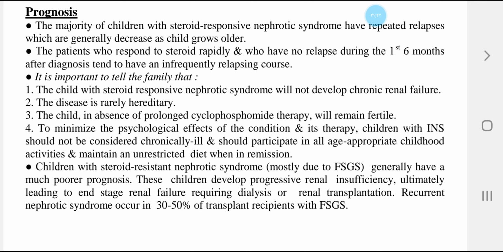Children with steroid-resistant nephrotic syndrome, mostly due to focal segmental glomerulosclerosis, generally have a much poorer prognosis. These children develop progressive renal insufficiency, ultimately leading to end-stage renal failure, requiring dialysis or renal transplantation. Recurrent nephrotic syndrome occurs in 30 to 50% of transplant recipients with focal segmental glomerulosclerosis.